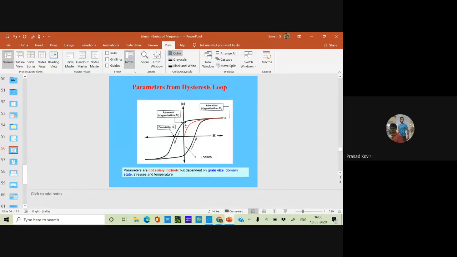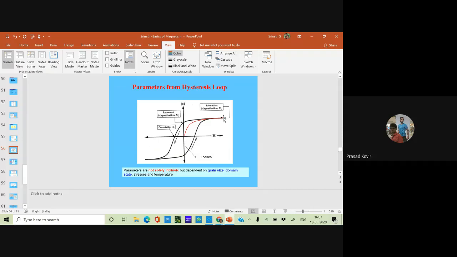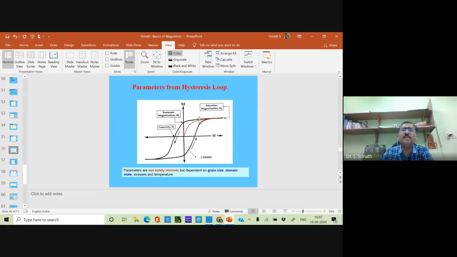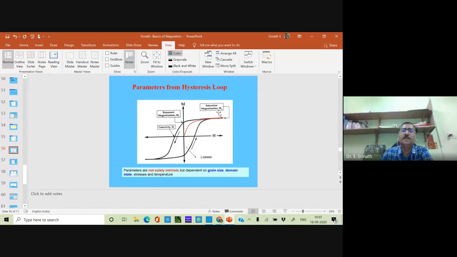From here, initially it is at this point, you can see my arrow. When the field is increasing, it will go like this and retrace the same path. Then when I decrease it, it will come back to this point and again retrace the path. So that is what happens.